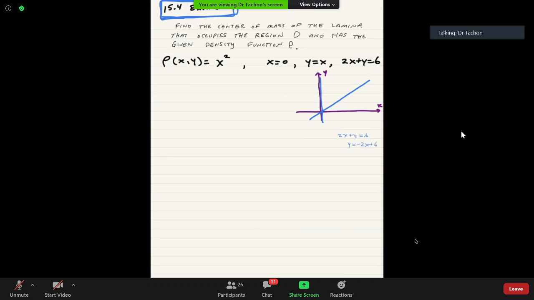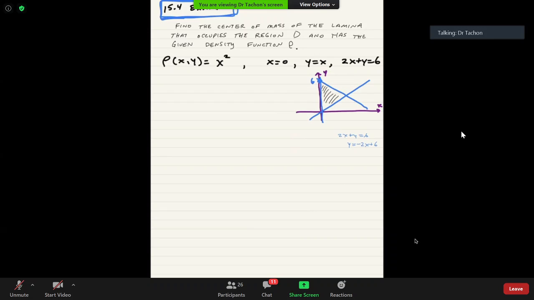Y-intercept is 6. Slope is negative 2, so it crosses the y-axis at 6. The slope is negative 2, so here's our region right in here. Okay, so this is our region right in here. All right, so that's what it is. Use a skinnier line. So there's our base.